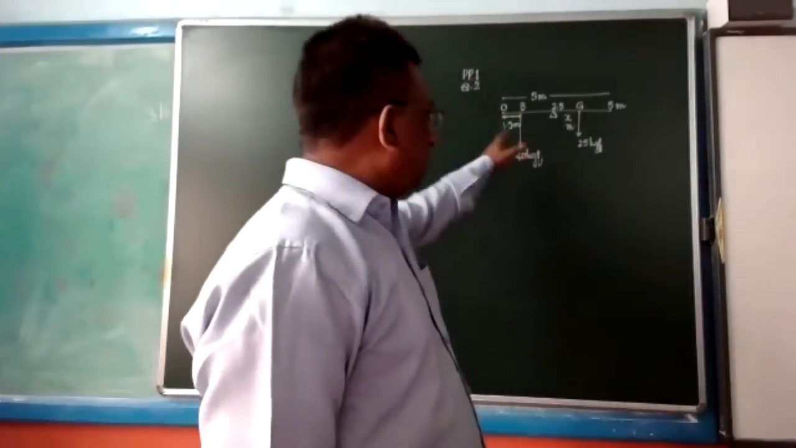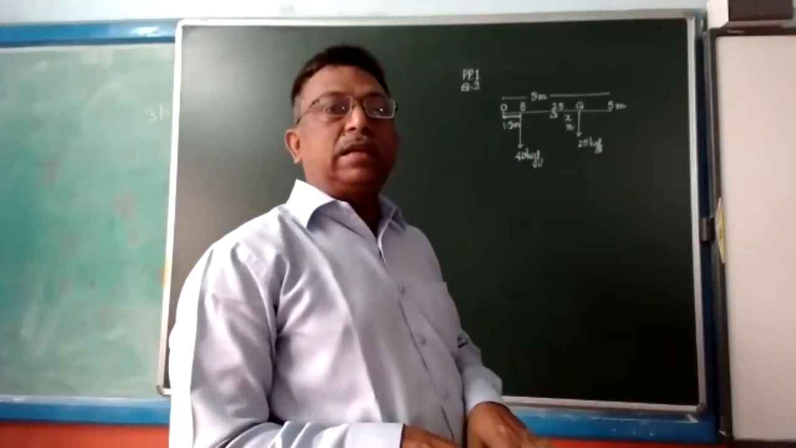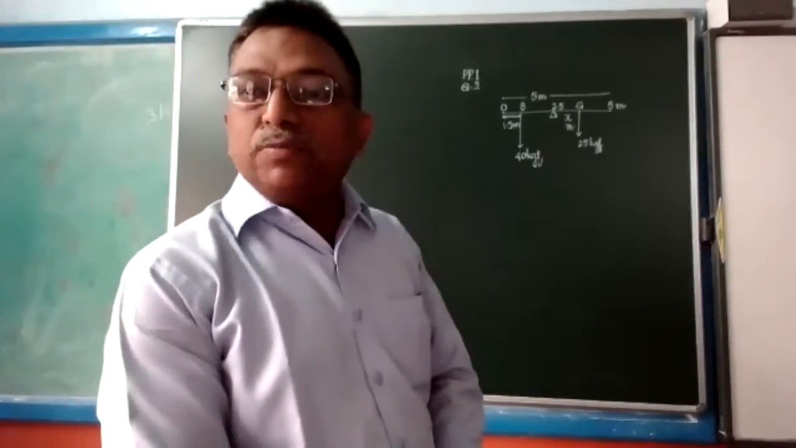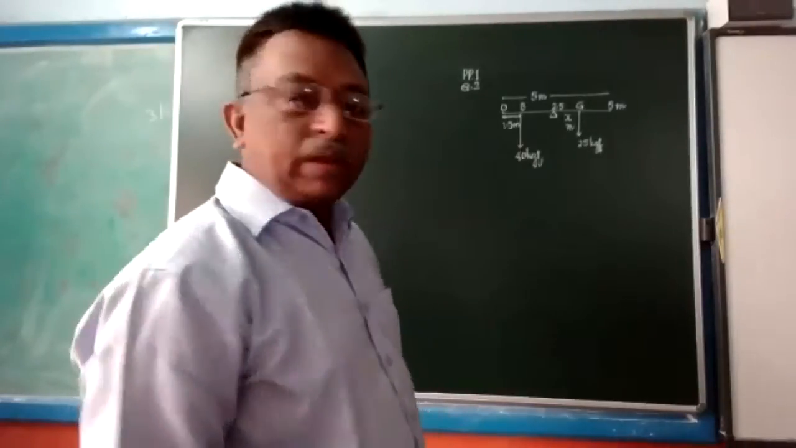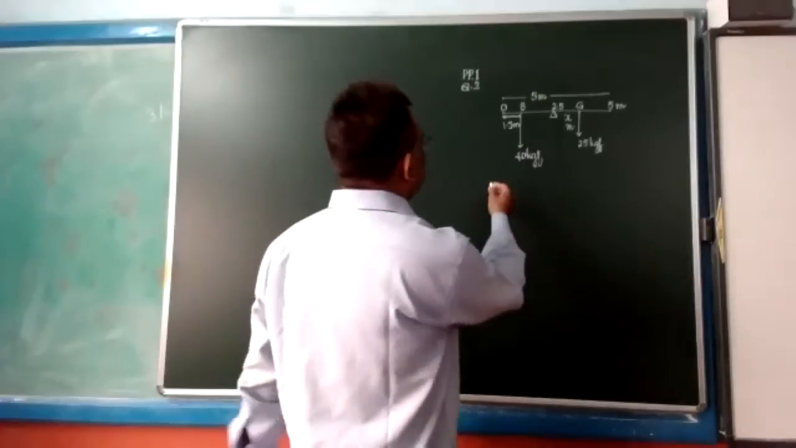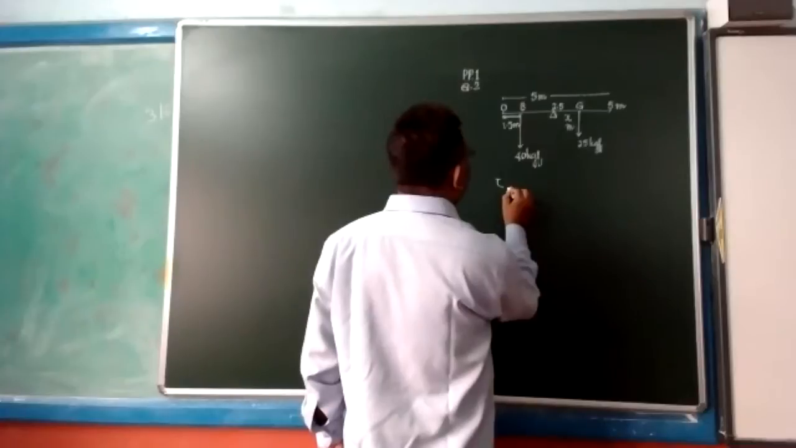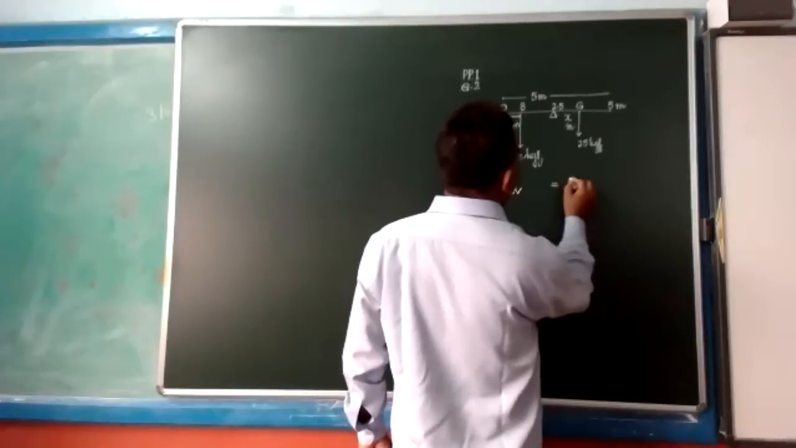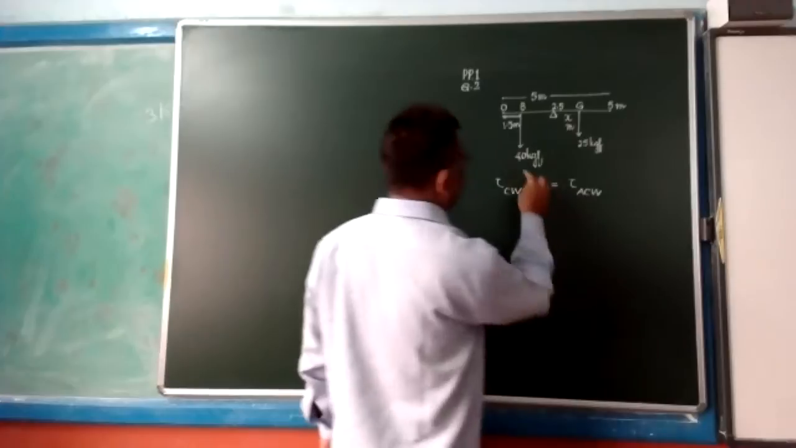So under this condition, this seesaw is in a state of equilibrium. What does it mean? The clockwise moment of force is equal to the anti-clockwise moment of force. Clear? So right here, clockwise moment of force is equal to anti-clockwise moment of force, ACW. Clear?